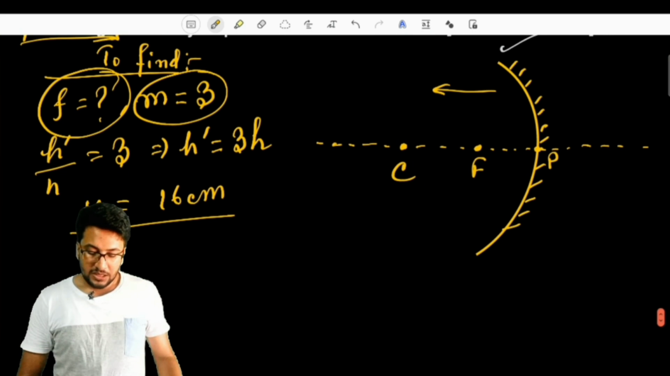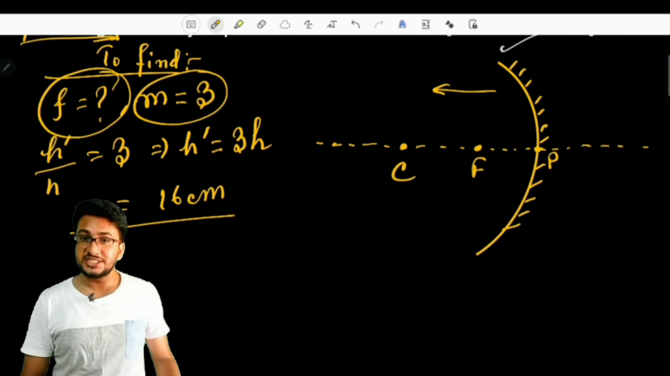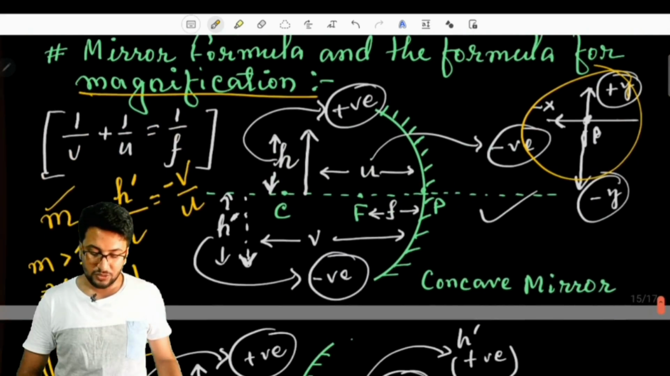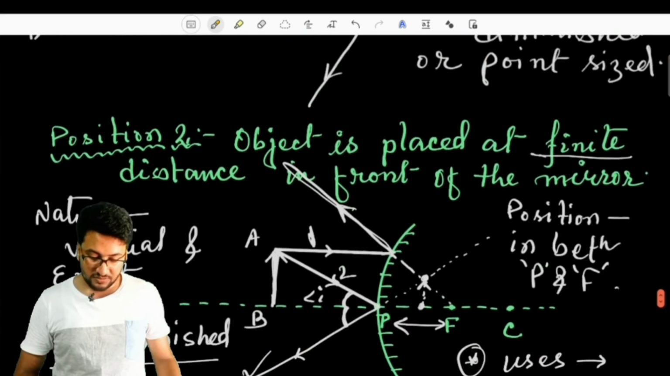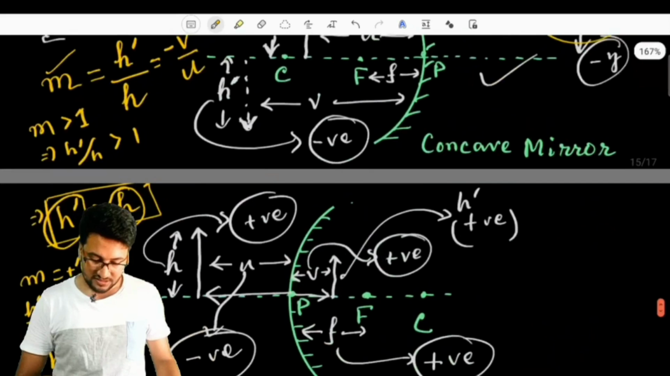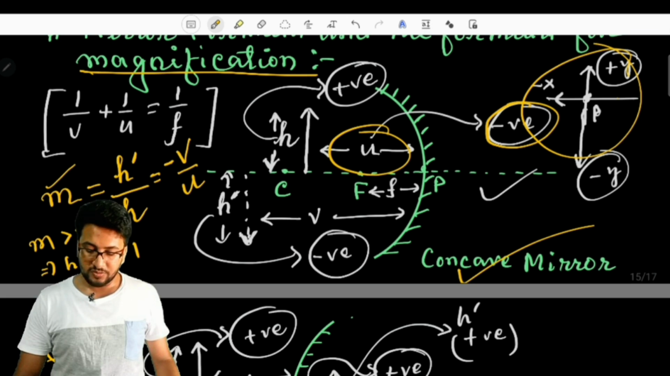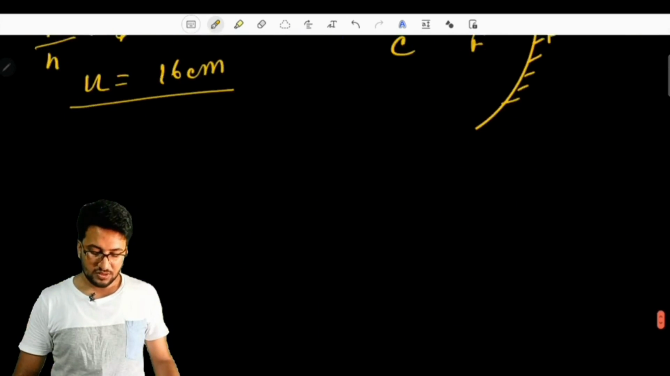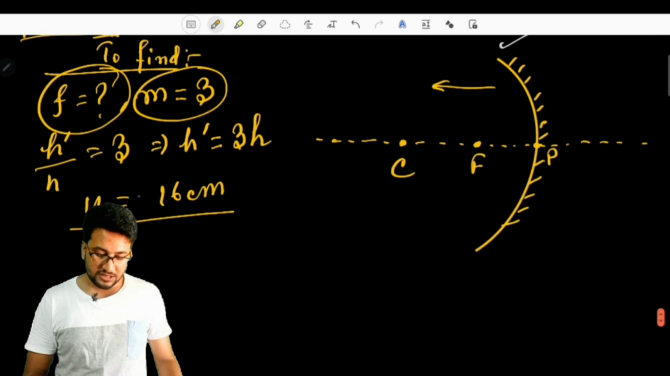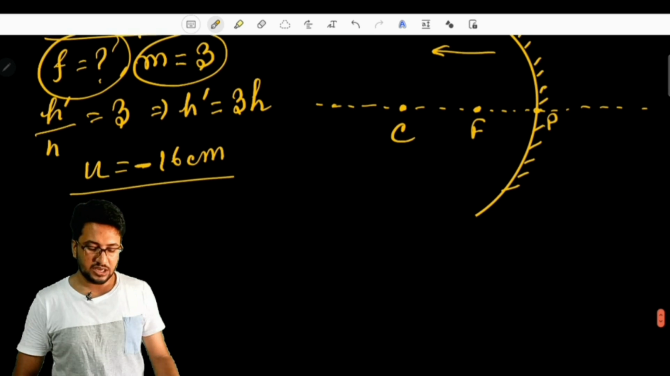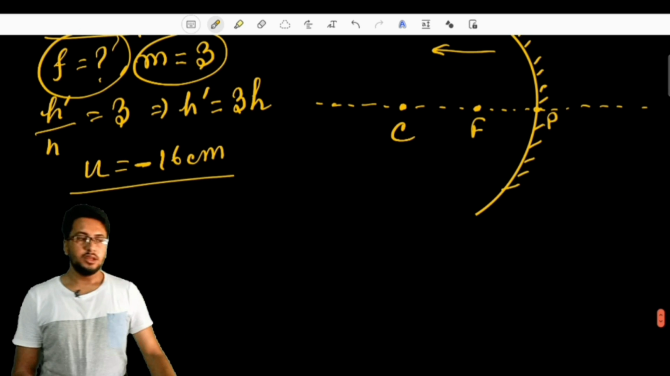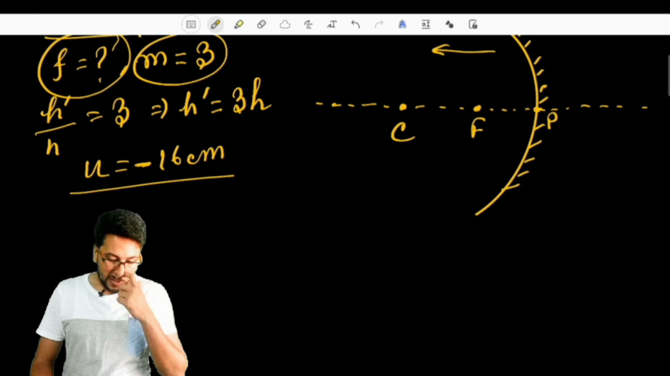Okay, but we can say that the object distance in case of a concave mirror, as we saw in the previous case, is always measured as a negative quantity. That's why, as per the sign convention, the object distance will be negative 16 centimeter. Okay, that will be negative 16 centimeter.